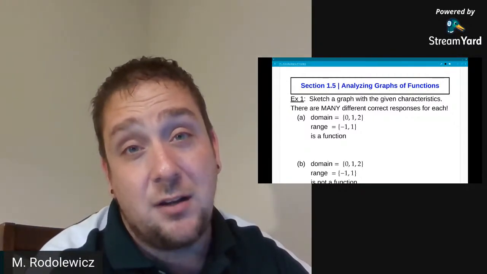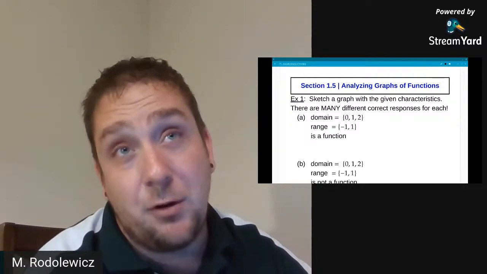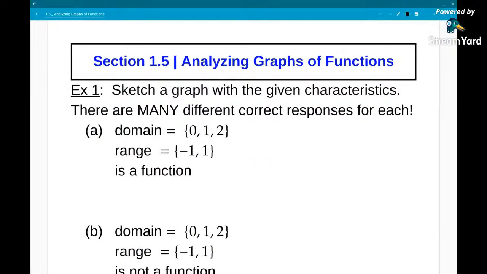Our first objective is to be able to write the domain and range from a graph, or vice versa. Given domain and range, create a graph. My example is just diving right into it. Create a graph with the given characteristics. By the way, there are many different correct responses. And maybe that's why I like this way so much.